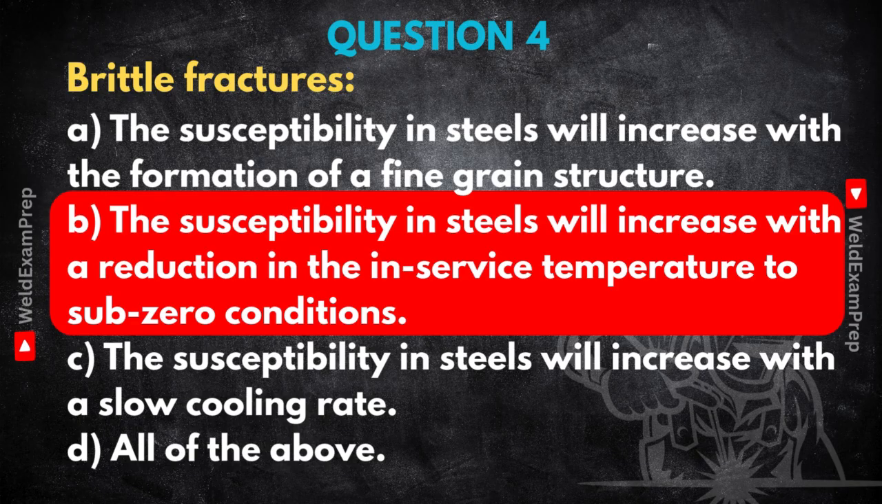What about option A, fine grain structure? Ah, that's actually the opposite. A fine grain structure generally improves toughness and reduces the susceptibility to brittle fracture. Really? How does that work? Well, think of the grain boundaries as little roadblocks. The more boundaries you have, which you get with finer grains, the harder it is for a crack to travel easily through the material.